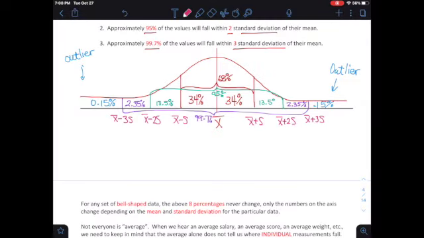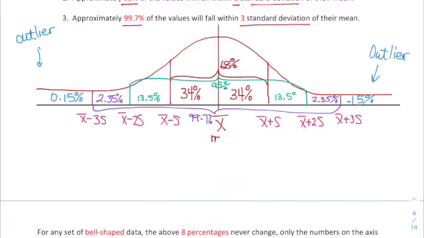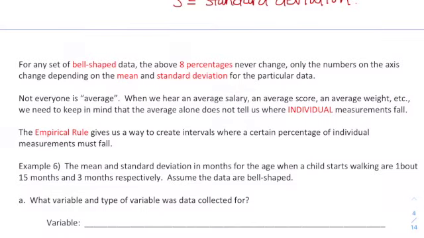One thing I also want to add is I want to make sure that you guys understand this is the mean. S is equal to standard deviation. Okay. Few more things I want to recap.